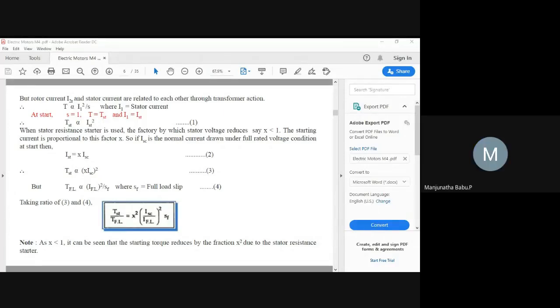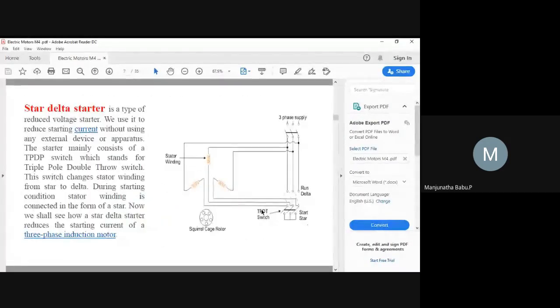So let us go for the second starter, that is the star delta starter. You would already have studied this in your basic electrical. Okay, star delta starter. Initially the stator winding, which is connected in star, is connected to the three-phase supply of R phase, Y phase, and B phase, and the finishing ends.